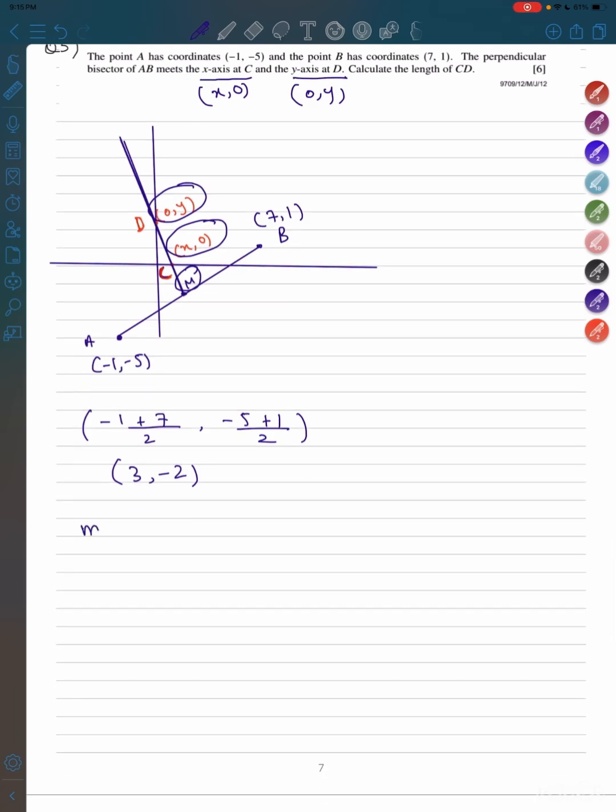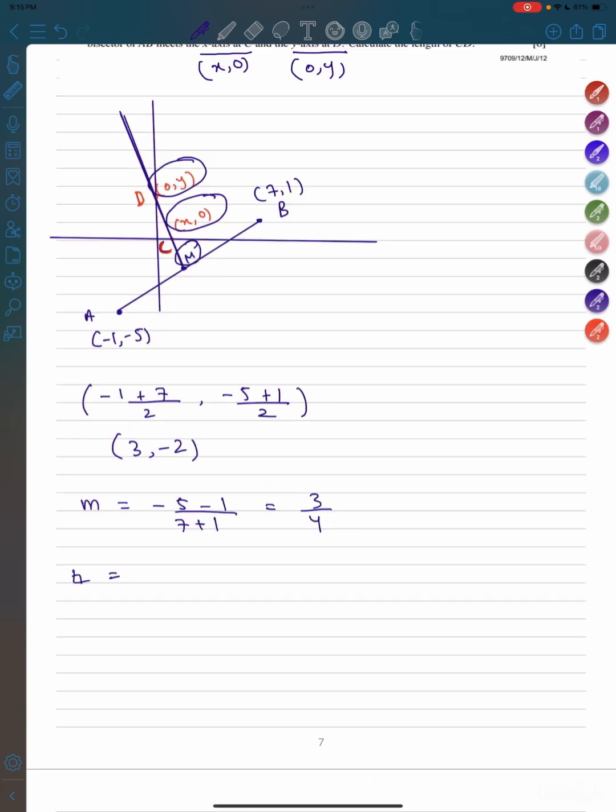And let's find the gradient. The gradient of the perpendicular bisector would be the negative reciprocal. And now let's make the equation. y minus 2 equals minus 3. That gives us y equals -4x over 3 plus 2.